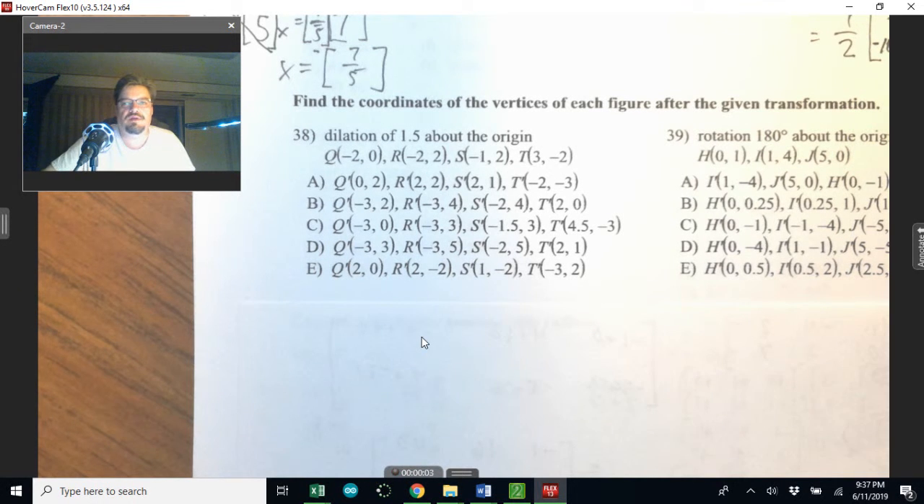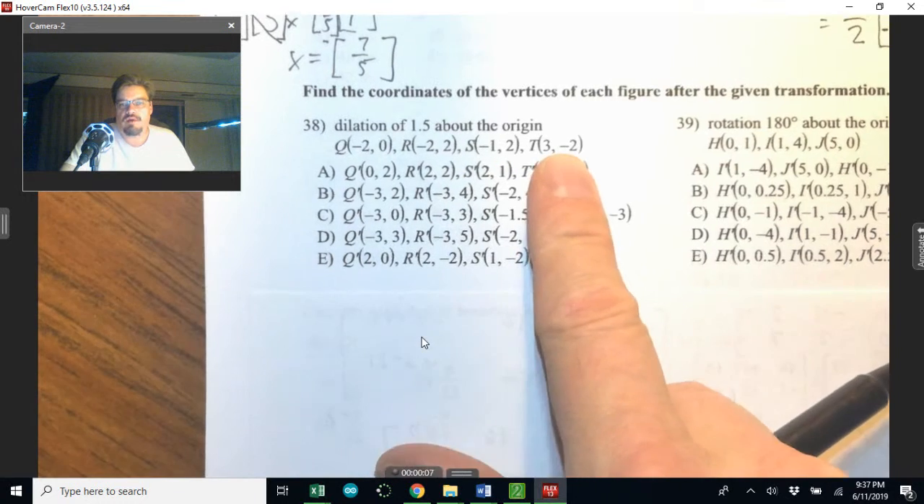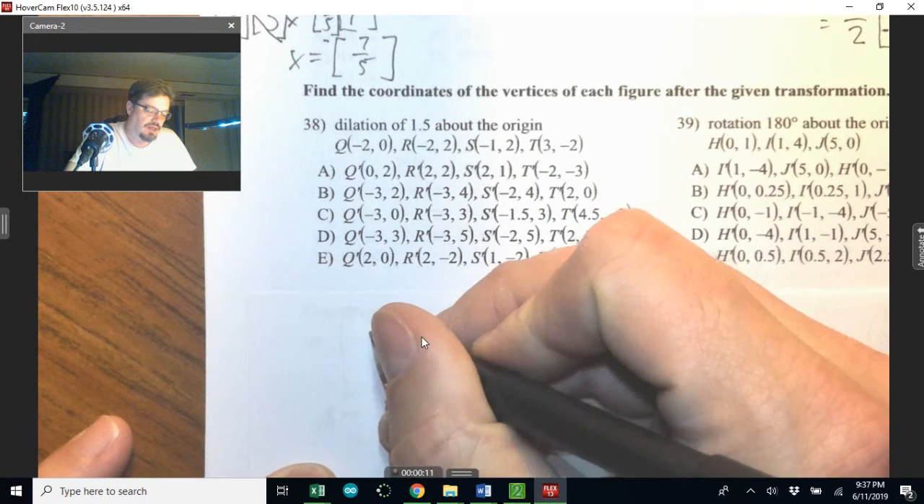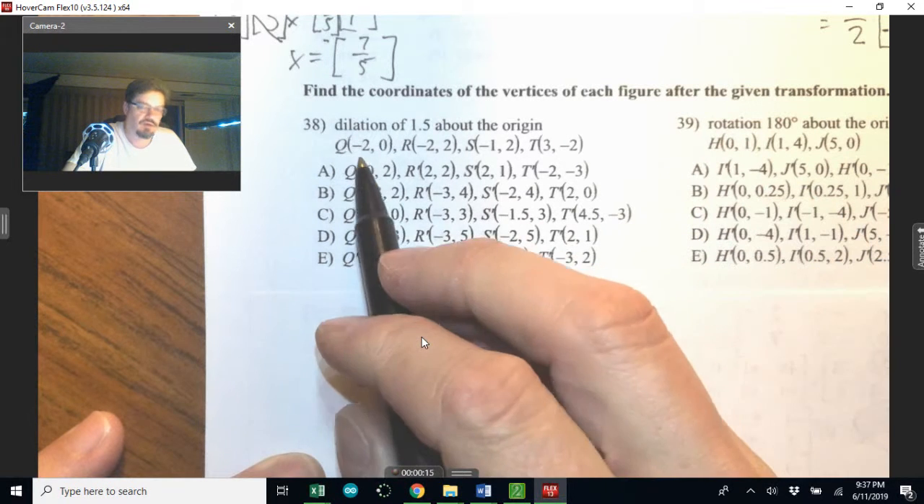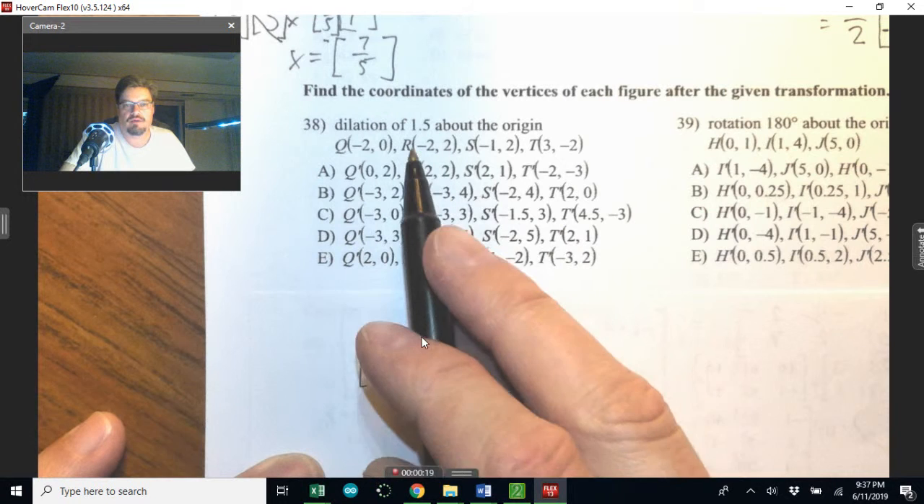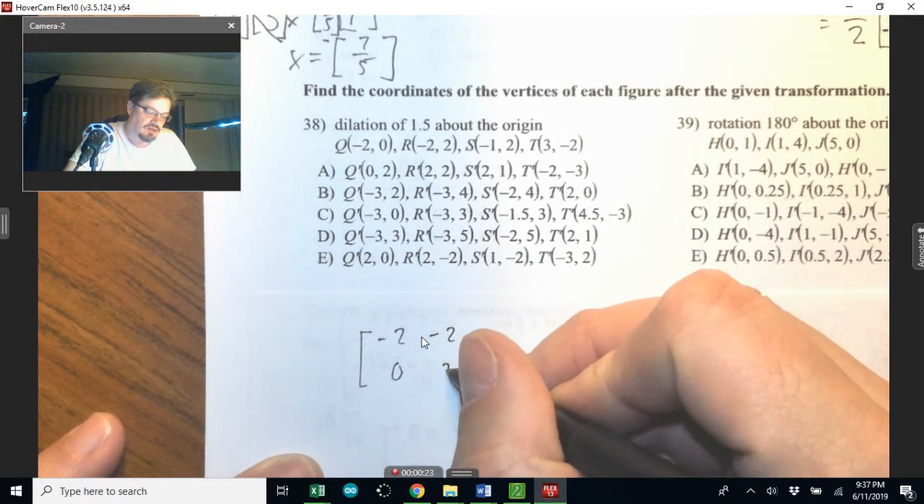Okay, so we are dealing with transformations now. We have some kind of quadrilateral here. We do not know the shape, and we don't have the graph, so we need to put it into a matrix. We take the x coordinates and put them along the first row, and we'll take the y coordinates and put them along the second row. So it's kind of nice just to do this.